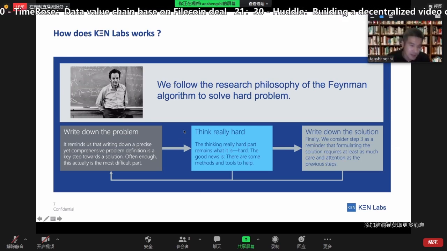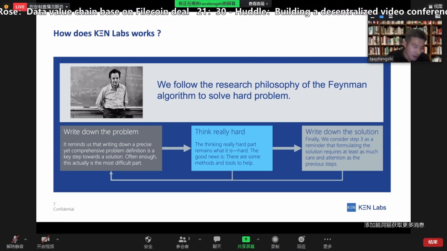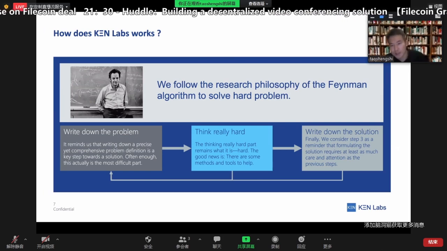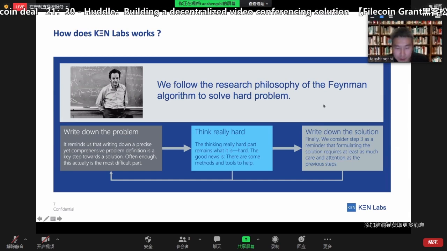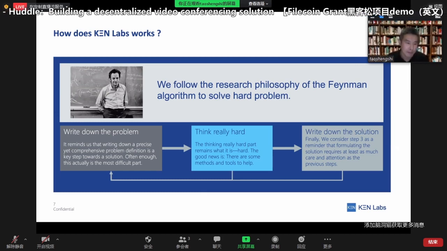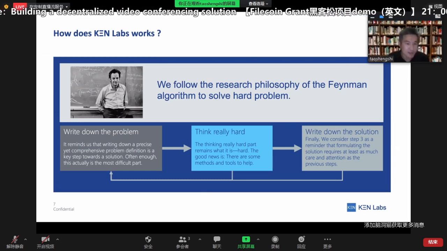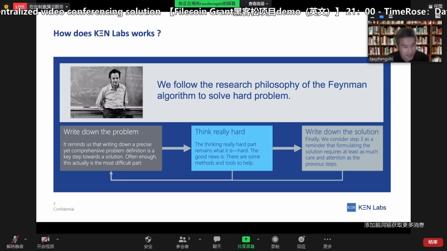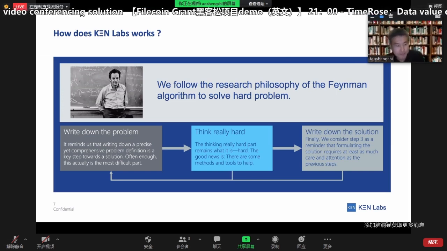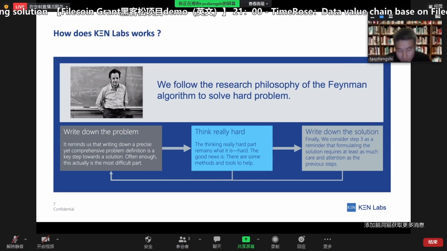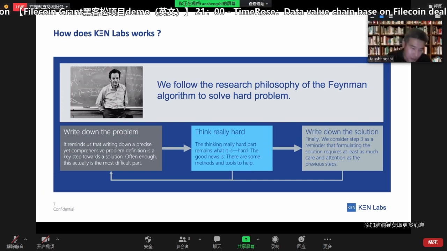We think this is a cycle way of thinking. First, you need to write down the problem and think very hard. And then we write down the solutions. You can see this way is quite simple, but it's very important, because writing down the problem's definition is the key step toward a solution. We need to think very hard about the problems and find the right solution, and then we can go back to new problems.